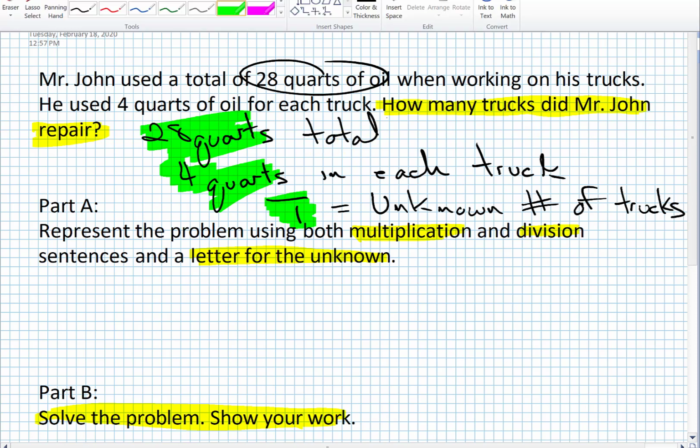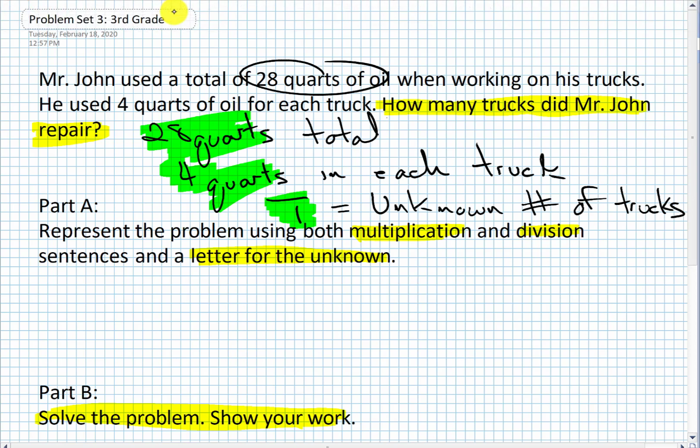So let's give this a shot. Let's try to represent this situation using first division. So 28 quarts in all divided by the 4 quarts used in each truck should tell us the number of trucks, okay? So that is one way to represent this problem using a letter for the unknown. So we've addressed the division portion of it.